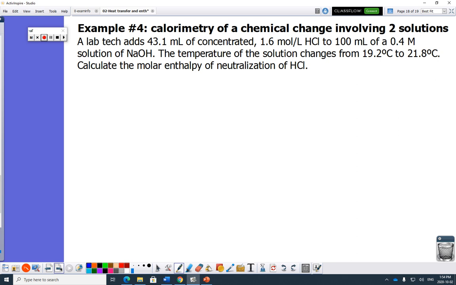So usually one of the solutions or both of the solutions are an acid and a base. The temperature of the solution changes from 19.2 to 21.8. So this time it's gone up, which means the system released energy, so it should be negative, exothermic. Calculate the molar enthalpy of neutralization for HCl. So again, the very last sentence. What are we doing? Molar enthalpy. What's molar enthalpy? Joules per mole.